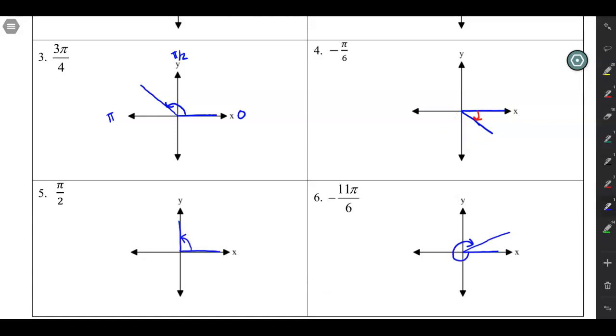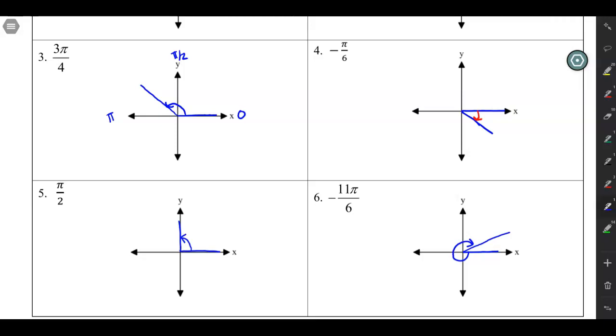Okay, so these 2 angles in standard position should look like these pictures that I've drawn. Number 5 should have been easy. That's one of the main angles that we're going to have memorized, the pi halves angle. Number 6 may have been a little trickier for you. So remember that since it's negative, you're going to be going clockwise.